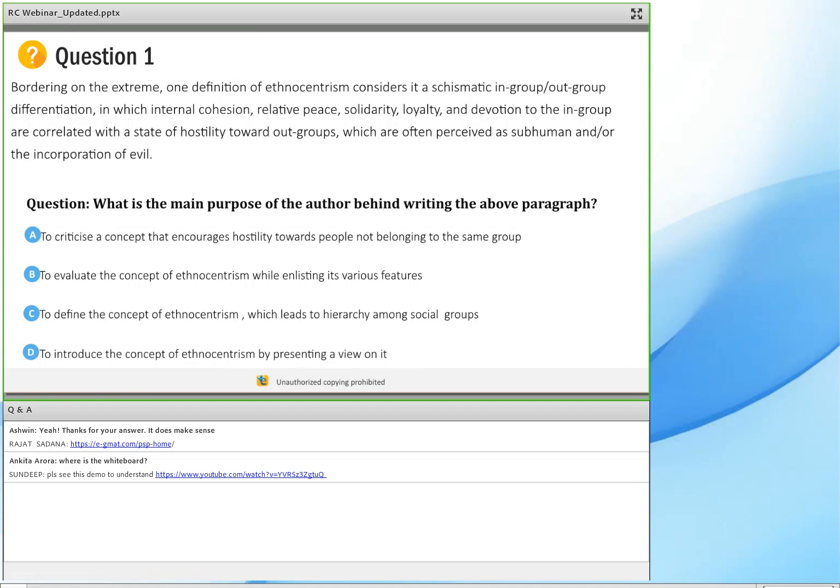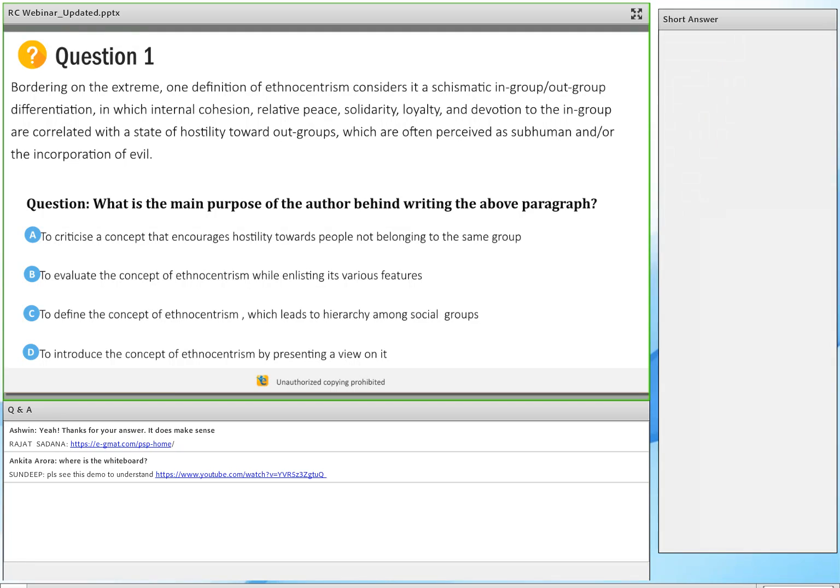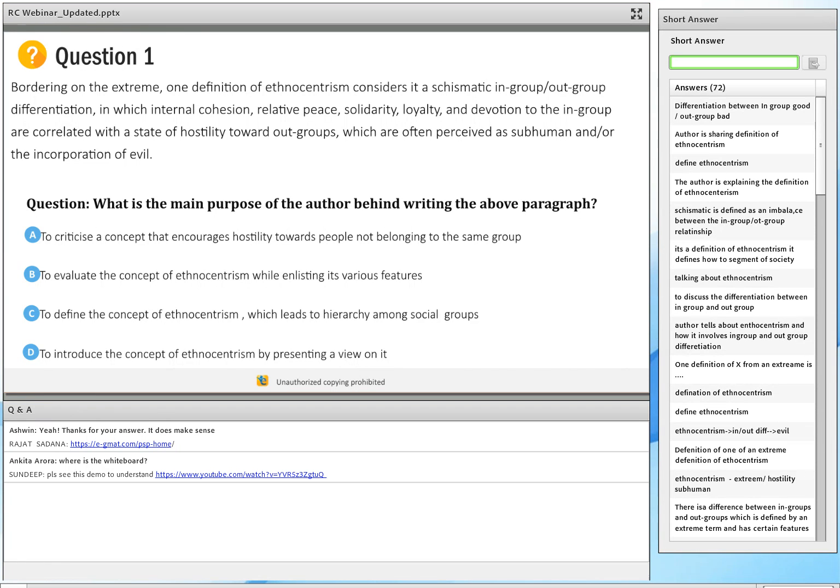Now, let's look at this over here. And in this context, what I also want to do before I go into the explanation is show you the summaries that you guys have written. I want you to focus on folks who are saying differentiation between in-group and out-group, those who are saying defining ethnocentrism, those who are saying the author tells about ethnocentrism and how it involves in-group, out-group differentiation, and so on and so forth.